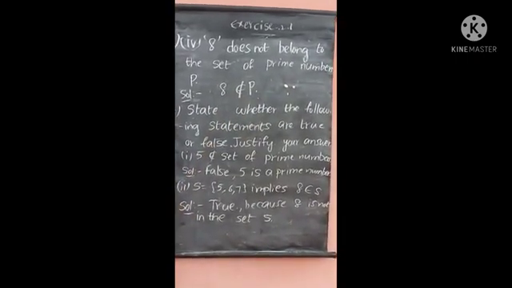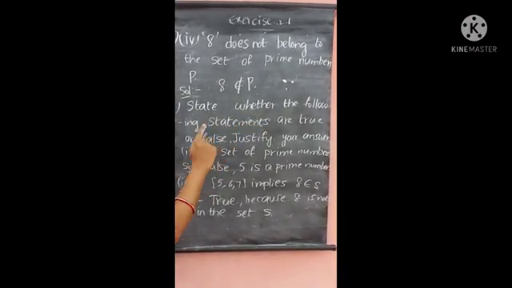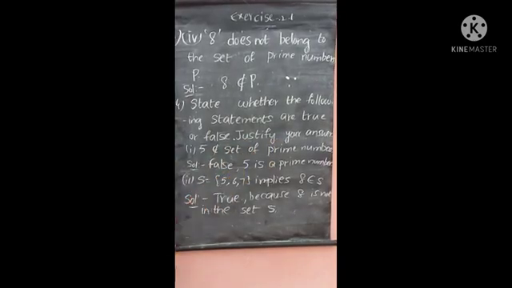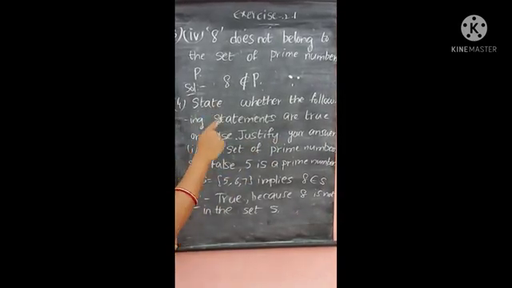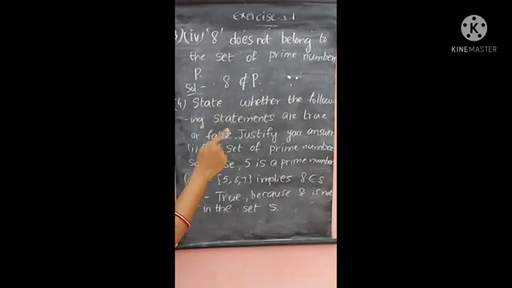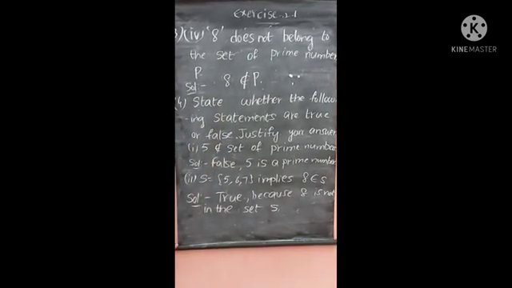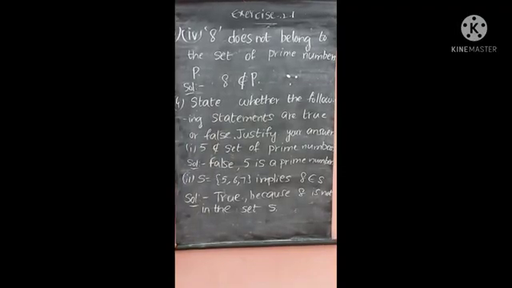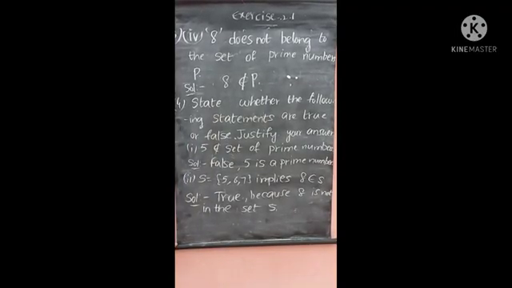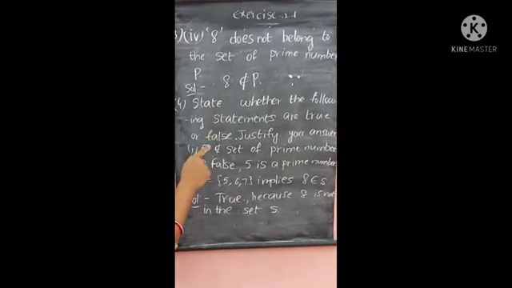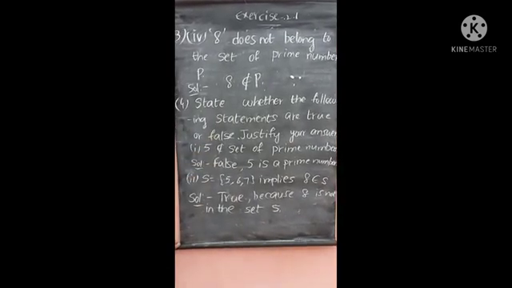Next, see the fourth question. State whether the following statements are true or false. Justify your answer. Here some statements are given. So we have to state whether the given statements are true or false. Justify your answer means we have to write the reason. If we write the given statement as true, we have to write the reason why it is true. If we write it as false, we have to write the reason why it is false.